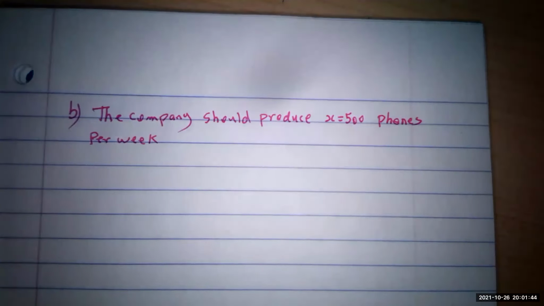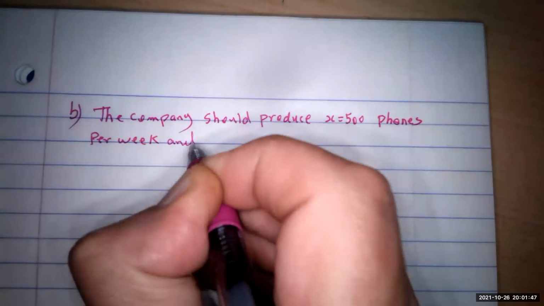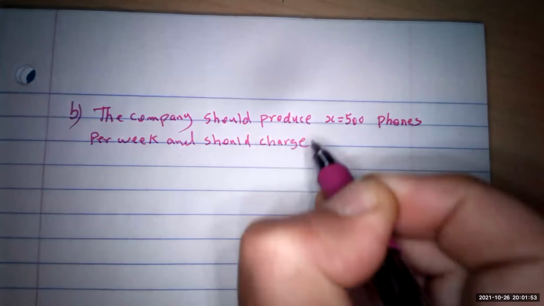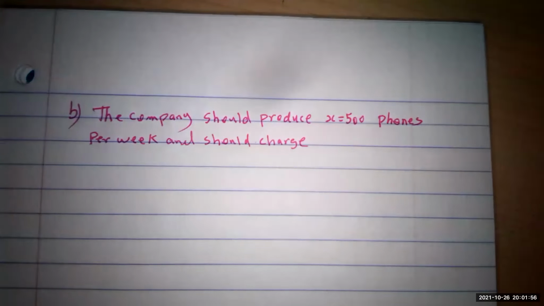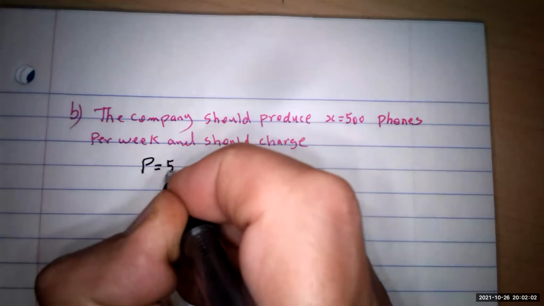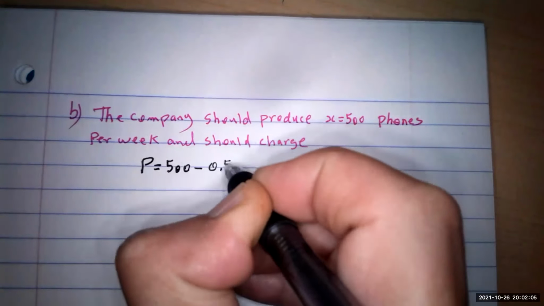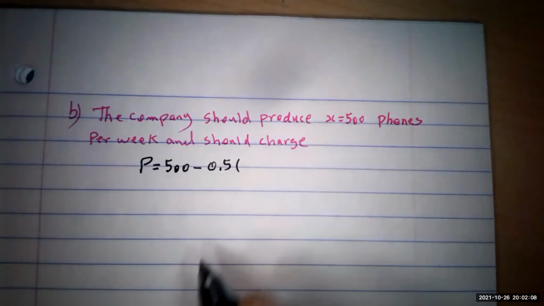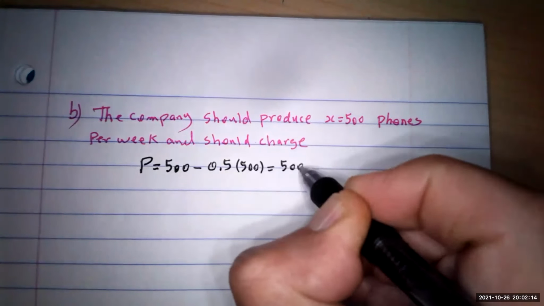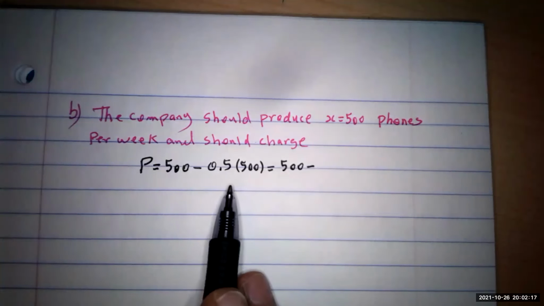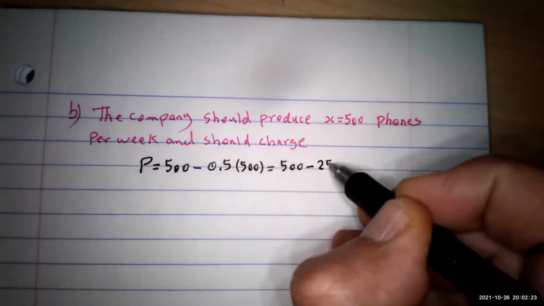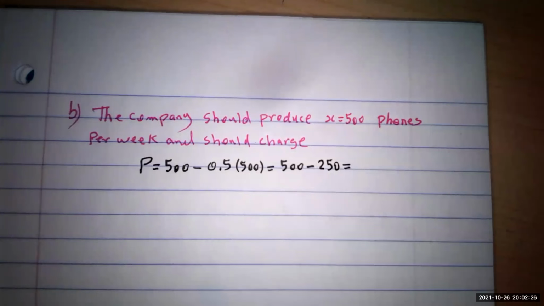And how much they should charge. What's going to be the price? Price P equal to the price demand equation, 500 minus 0.5 times x. What is the x? X is 500. So this is going to be 500 minus 5 times 5 would be 25, we have 2 zeros, it's going to be minus 250. This is going to be $250.